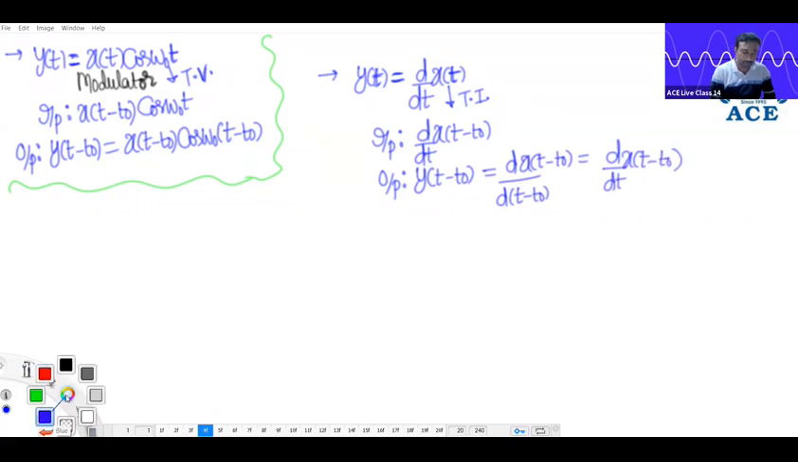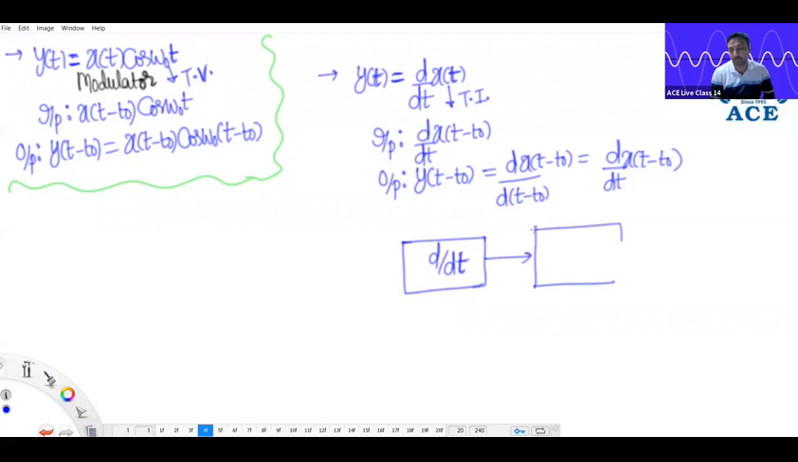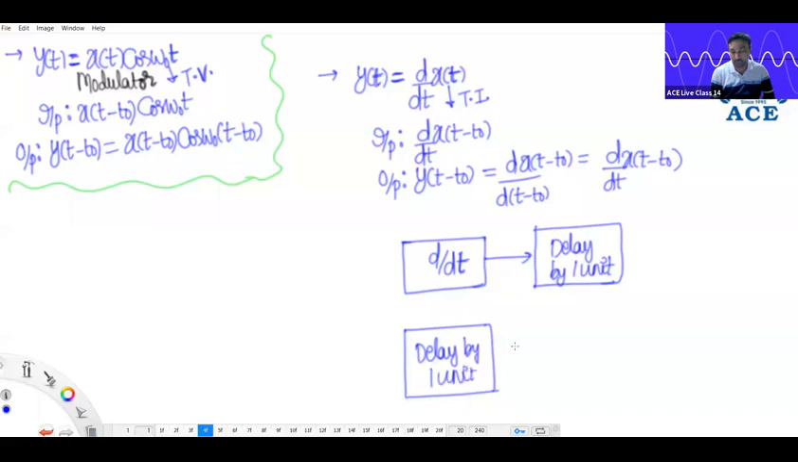Okay. Suppose you are failing this way. I mentioned we can check graphically. What is the system operation we have, sir? Differentiator. Delay by 1 unit. Take the opposite way: delay by 1 unit followed by differentiator. If you apply a common input and the output graph is the same, no problem.